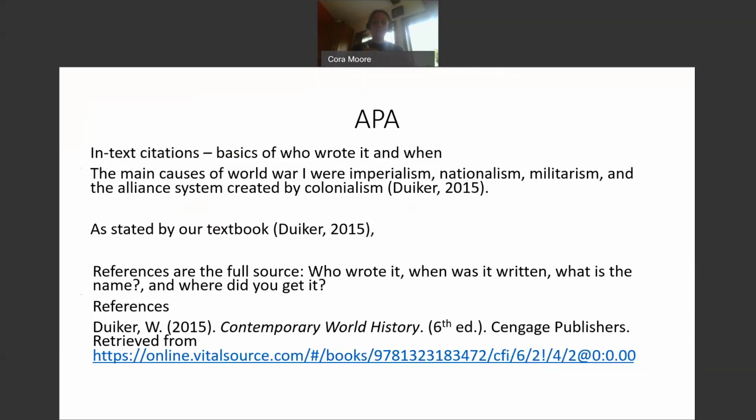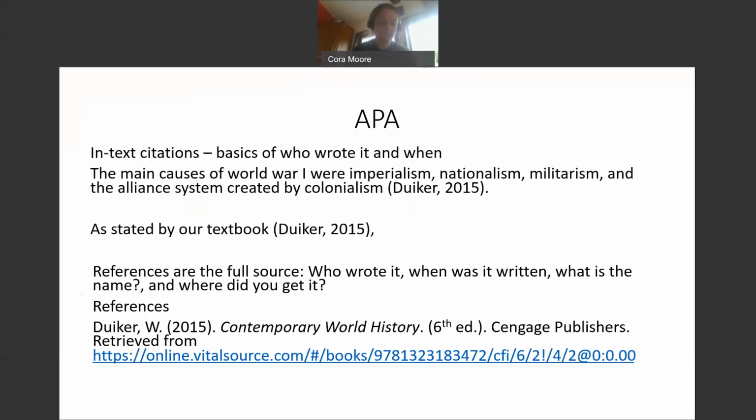All right, and then remember those references. They're the full source, so that's all parts of the formula. You want to make sure that you have answered those questions when you write that reference out. And so, as an example, there is our textbook. Just note the punctuation and those different fonts. And since we got this online, you see I use that URL.